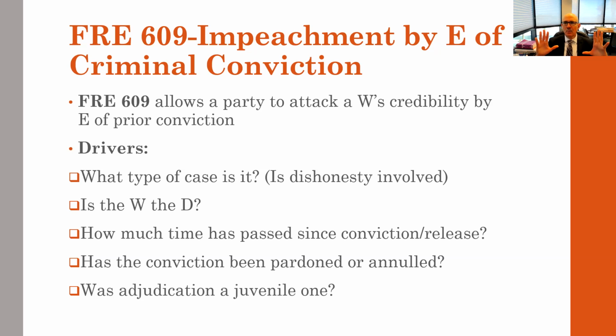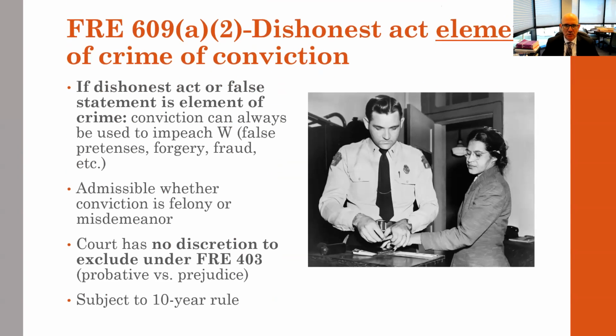For that, we have to look at such things as what type of case it is and who the witness is. If it is our client, there is a bit more leeway, and it is tougher for the government to bring a prior conviction if it is that of our client who's testifying. That's one of the very few instances where the federal rules actually benefit our side, in a small fashion. For the most part, the rules do benefit the prosecution. We also need to look at how much time has passed. Has the conviction been pardoned or annulled? And is it a juvenile conviction?